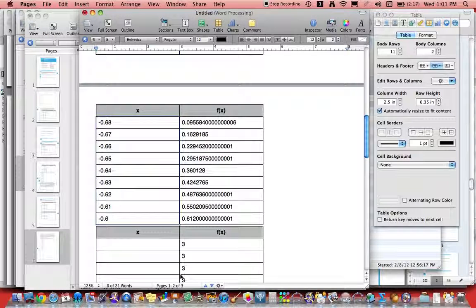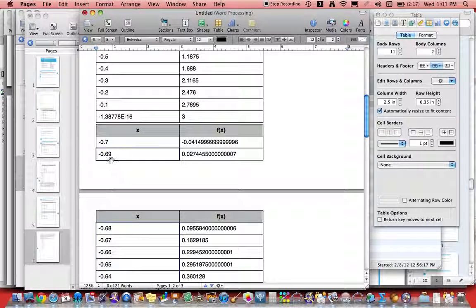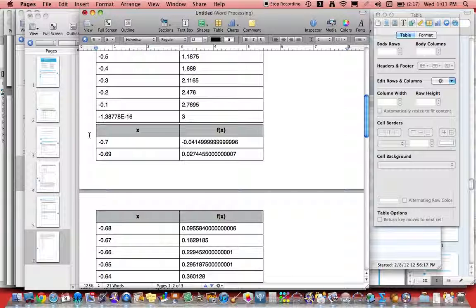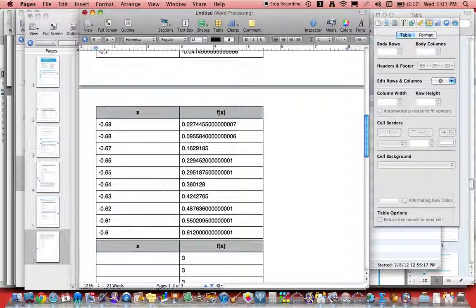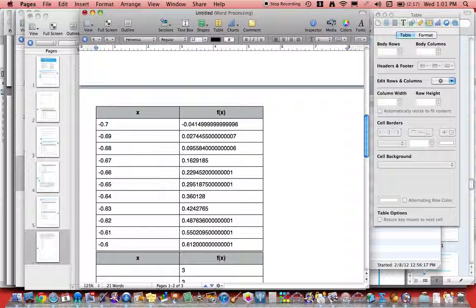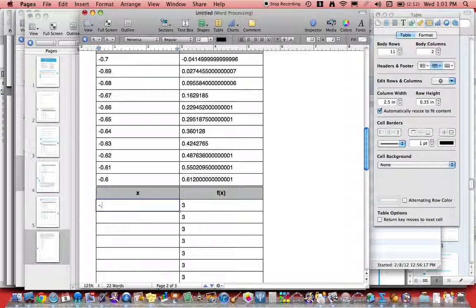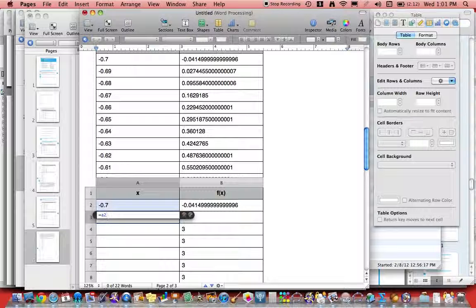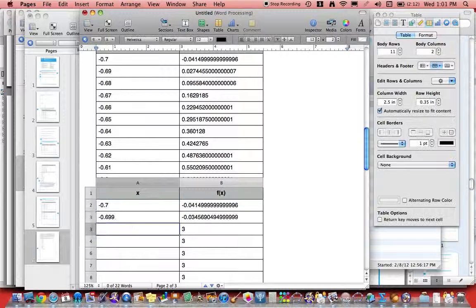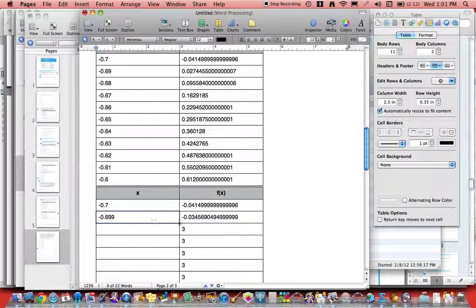You see that? Okay, I can move this table down so it's all in one. Yeah, so it's right in between negative 0.7 and negative 0.69. You see that? And we go to another table. We can go to negative 0.7 again, but this time we're going to say A2 equals A2 plus 0.001. 0, 0, 1. We're speaking in binary.